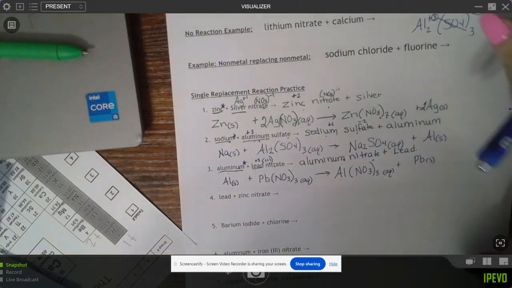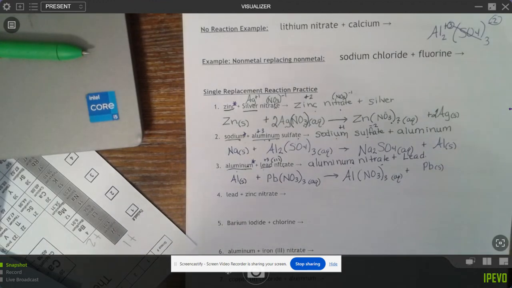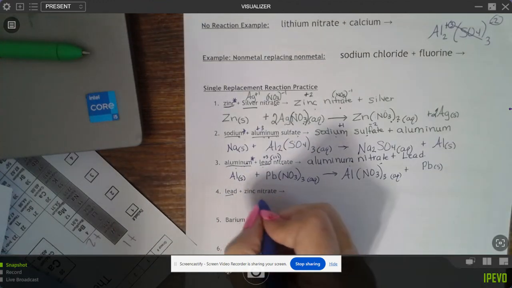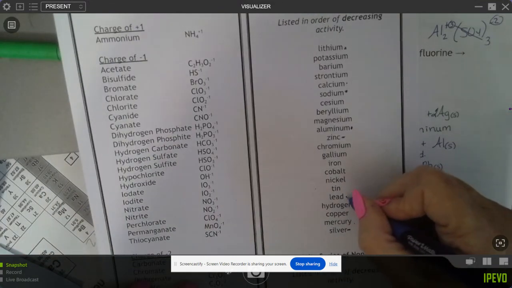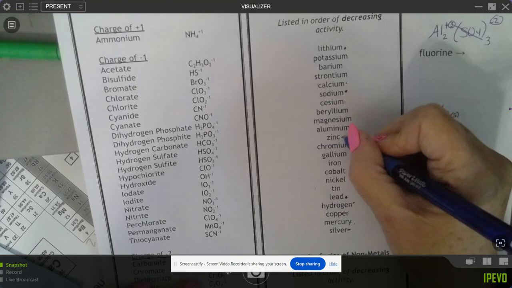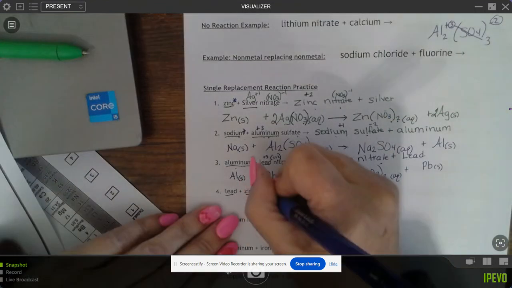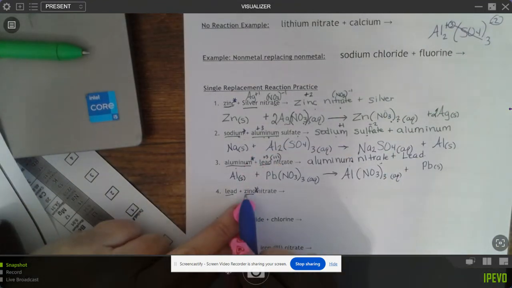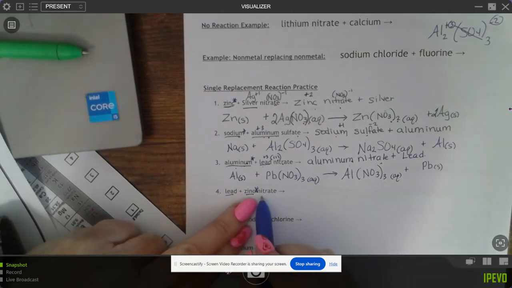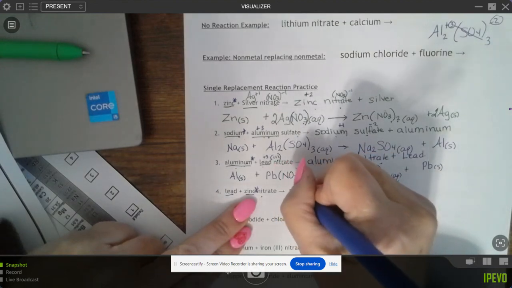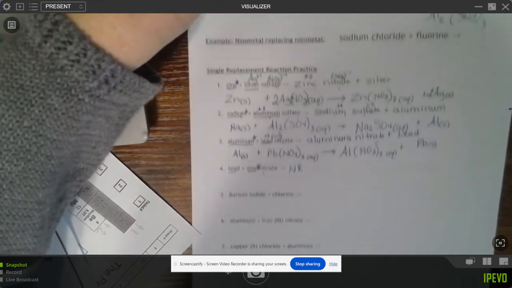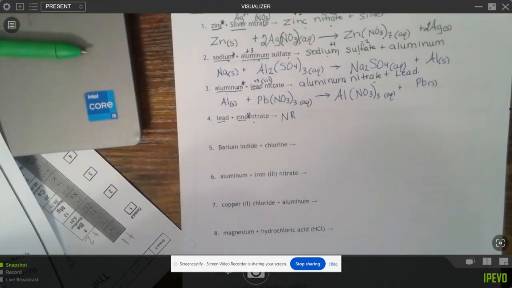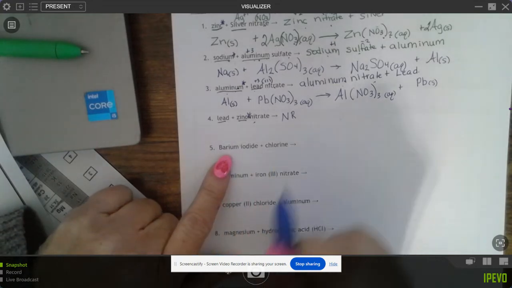Okay, so reaction number 4, we have lead plus zinc nitrate. So we're going to compare lead and zinc. Zinc is higher, so zinc is the one that gets the star. Zinc is the one that wants to be in the compound most. It already is in the compound, so this is NR, no reaction. Okay, so we don't have to do anything else with that one. It's just done.